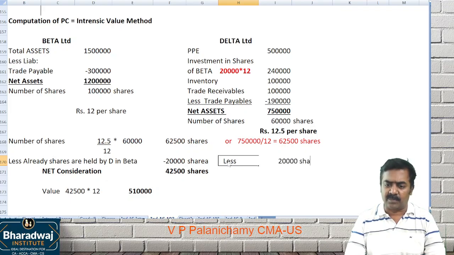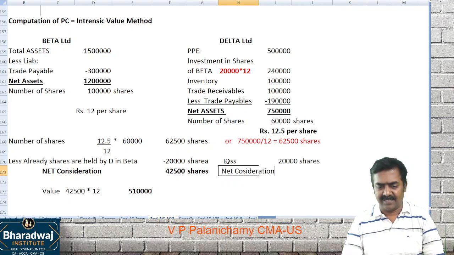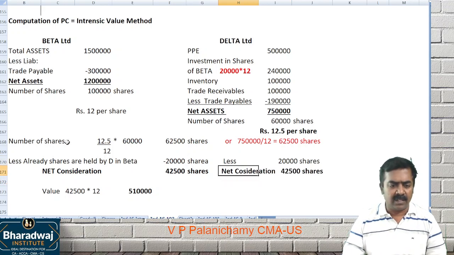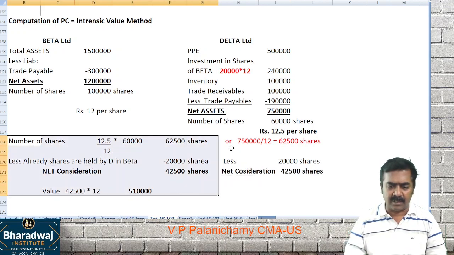And the value நான் எடுத்து வர மாட்டேன். I will keep it with you. So net consideration என்ன வரும், 42,500 shares I have to give you. Of course the value will be the same. In the model workout also accepted, in the model also accepted.